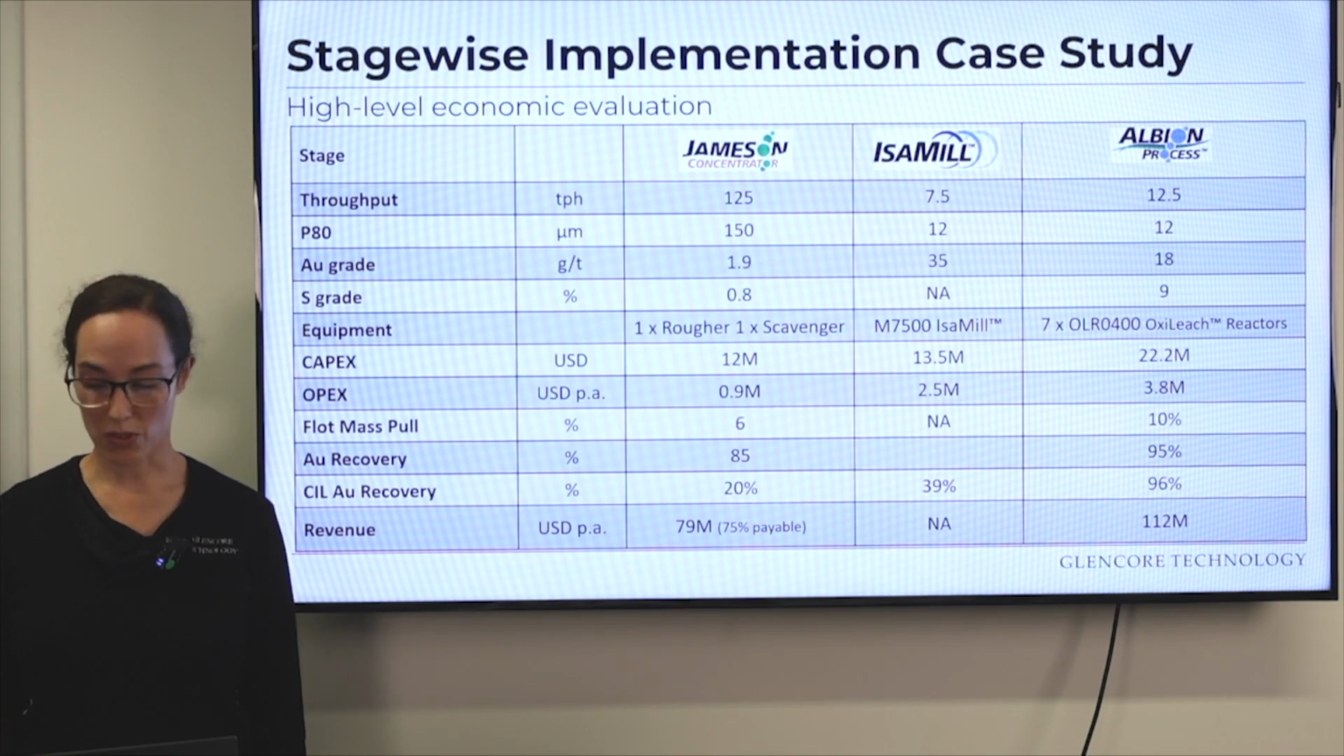The CAPEX distribution across these three technologies was 25, 28, and 47%, and the OPEX distribution was 12%, 35, and 53%. With an assumed gold price of $65 per gram, the revenue generated under stage 1 with the implementation of the Jameson cells generated enough revenue to cover the initial capital outlays of the later phases.